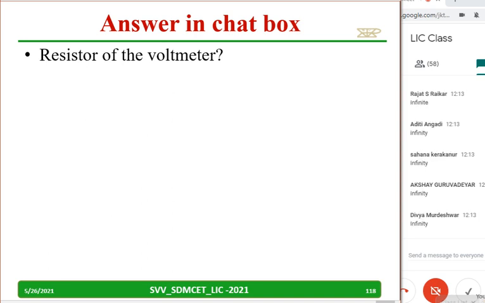Rajat is typing infinity. Don't copy from others. Simply type what you know. Sometimes the first person may write wrong, but all 100 people should not write wrong.